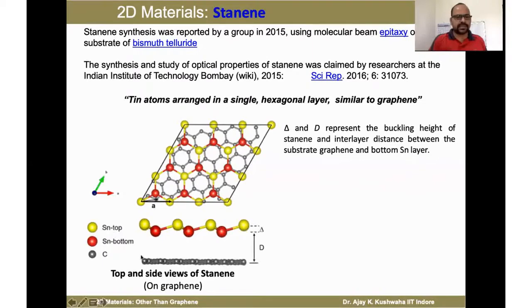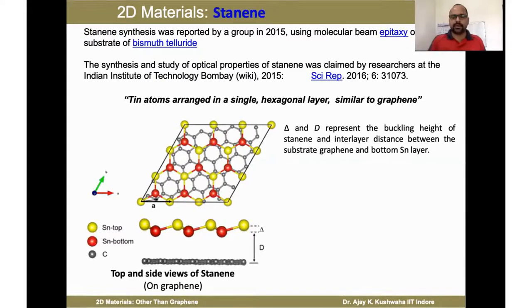And you can see the side view here. So this is the graphene, and then the tin bottom atom, and yellow is the tin top atom. The difference between these two can be denoted as delta, and the difference between the tin layer or the stanene layer and the graphene can be denoted as D, which says delta is the buckling height of stanene and capital D is the interlayer distance between the substrate graphene and the bottom tin layer.